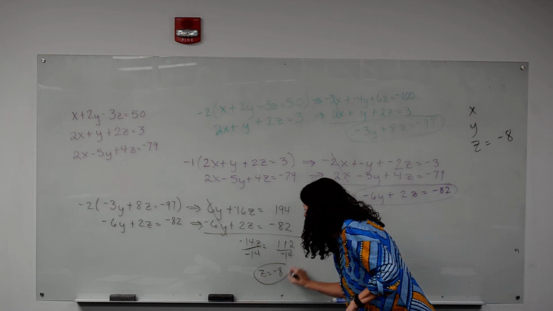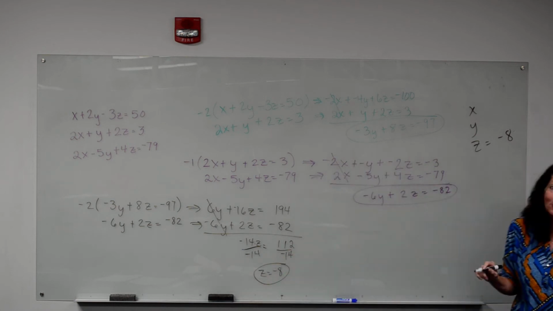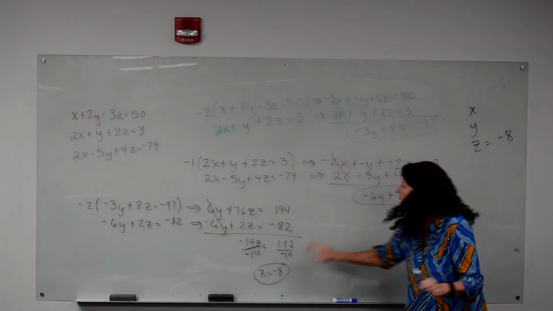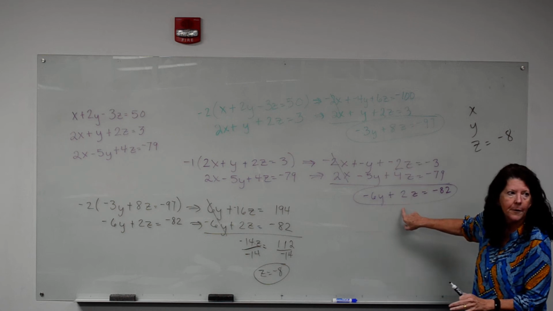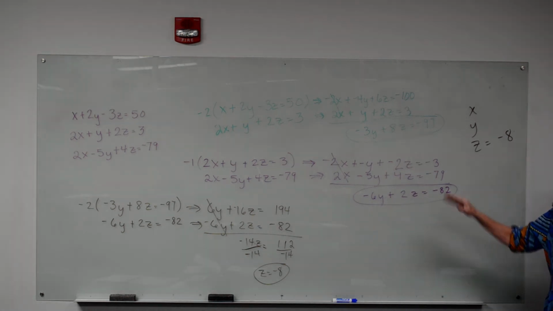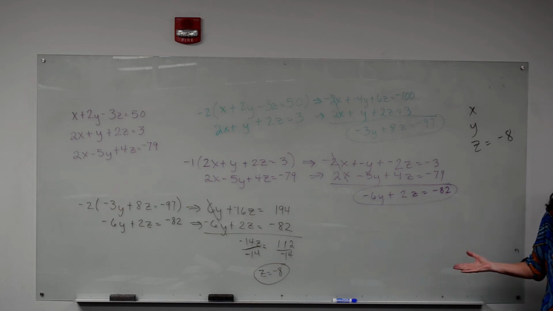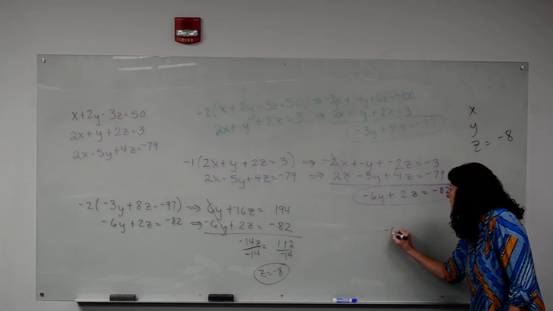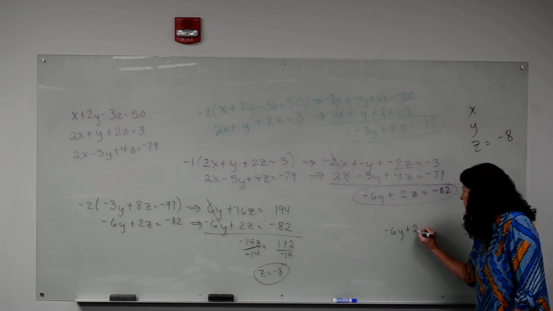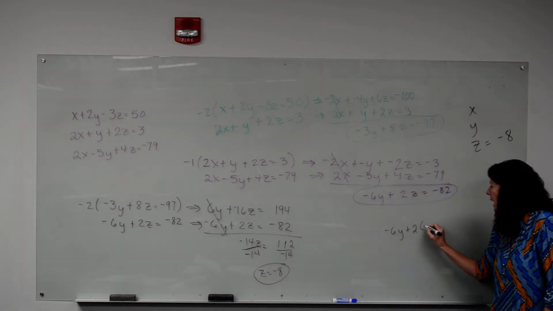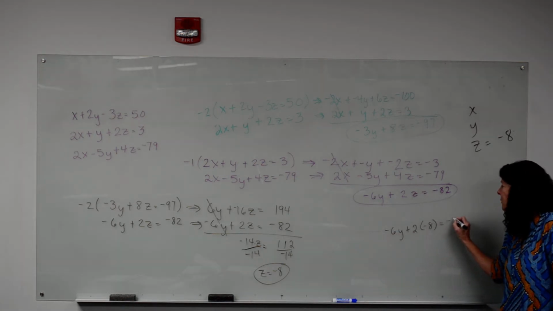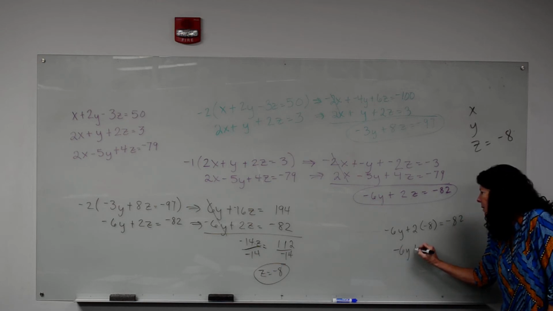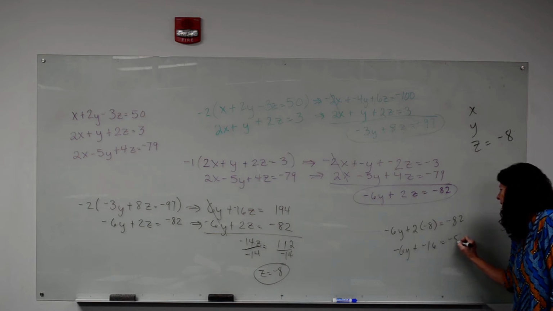Okay. Now, listen. I'm telling you, I told you, not for the faint of heart. But to find another one, see these two circled here? They have a z and a y. So I can plug it into either one of those and solve for y, because I know what z is. Let's take this one. I have negative 6y plus 2 times negative 8 is equal to negative 82. So I have negative 6y plus negative 16 equals negative 82.